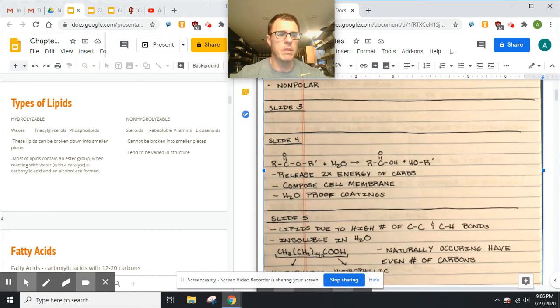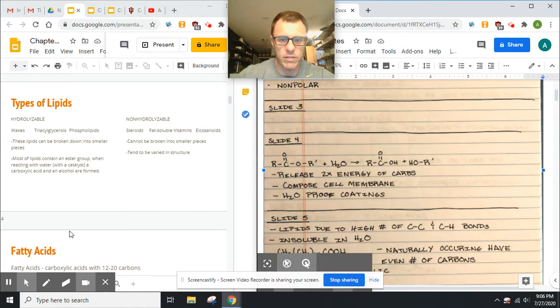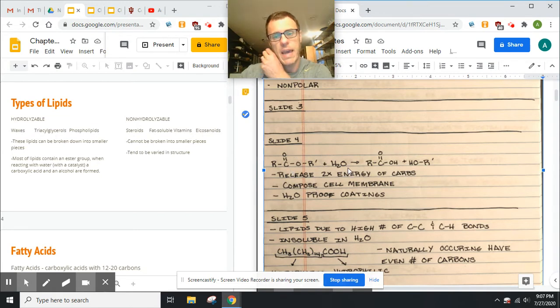And there are a couple of types of lipids. There are hydrolyzable lipids, which, as you can see, are waxes, triacylglycerols, and phospholipids, and then non-hydrolyzable. Hydrolyzable ones, under certain conditions, you can react with water and break them down into smaller pieces, whereas non-hydrolyzable ones do not function like that. The non-hydrolyzable ones tend to be varied in structure, whereas with hydrolyzable ones you'll find there's a through line. Essentially, hydrolyzable ones have these ester bonds in there, and with a catalyst, we can have it react with water, and we get a carboxylic acid here and an alcohol there.